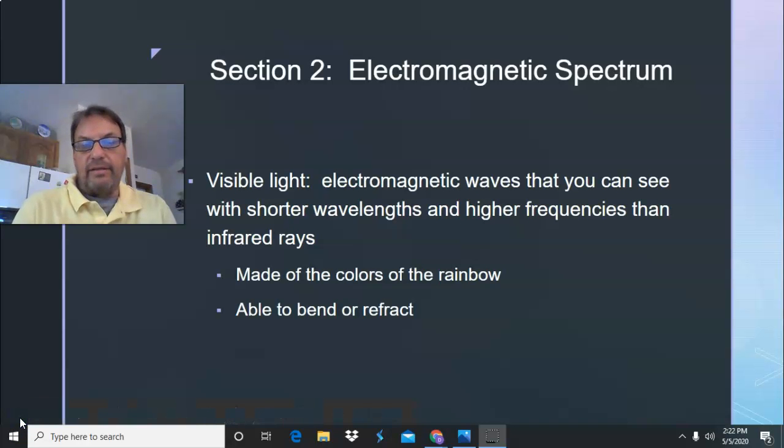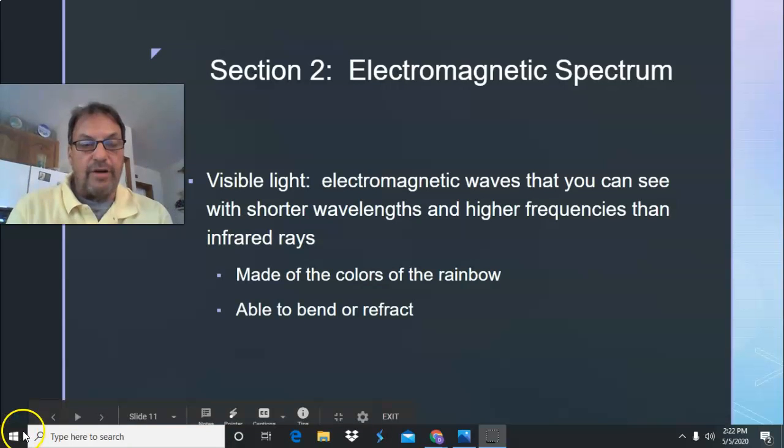Okay, we know then that visible light is the electromagnetic waves that you can see. These have shorter wavelengths and higher frequencies than infrared rays. Each time we're moving up this scale, it's going to say the same thing about it being a little shorter wavelength and a little higher frequency than the previous level. But these are the colors of the rainbow, and these are able to bend or refract, and that's why we have the rainbow.